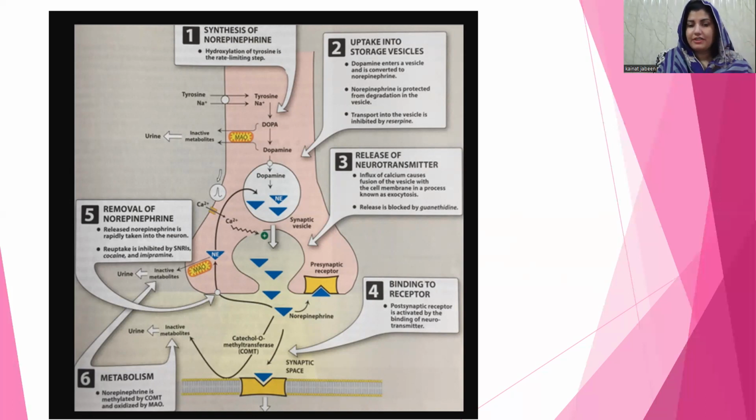Next thing, the norepinephrine is going to be degraded. And the last thing, it is going to be reuptaken. Reuptake of norepinephrine happens, and it will move back into the neurons and is going to be used again. But the degraded, inactive metabolite is going to be released into the urine.